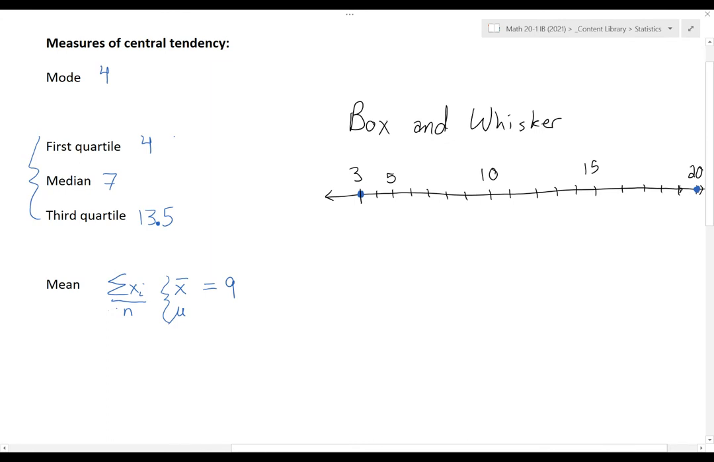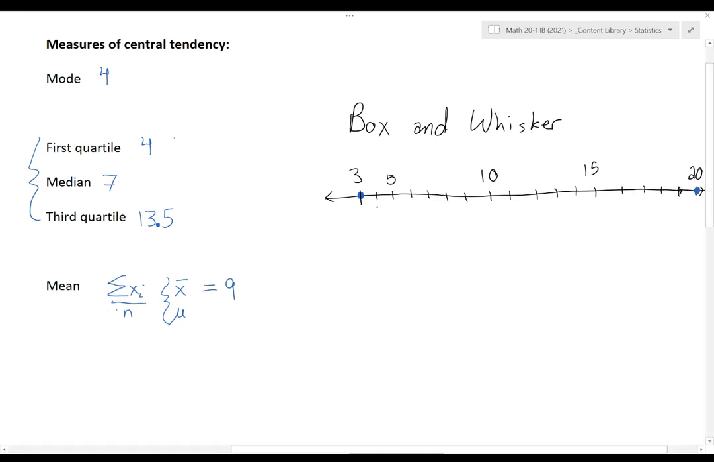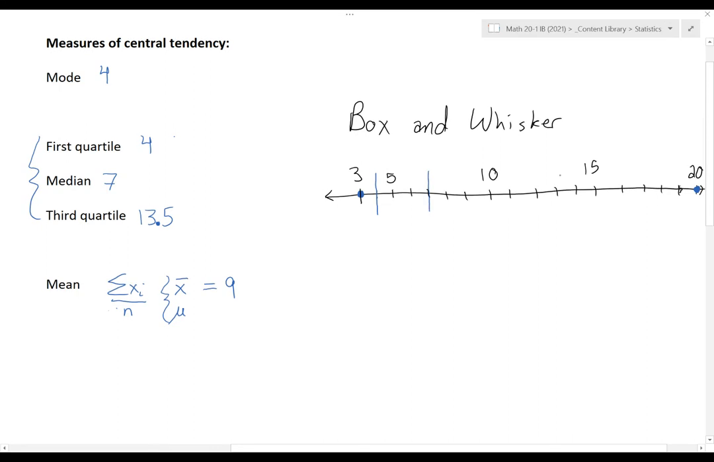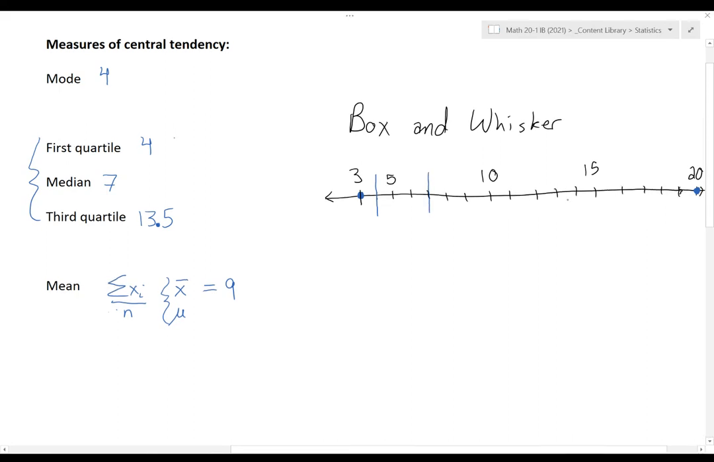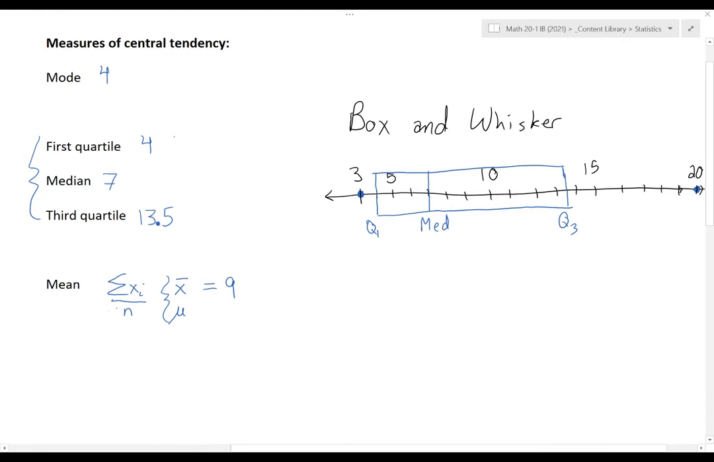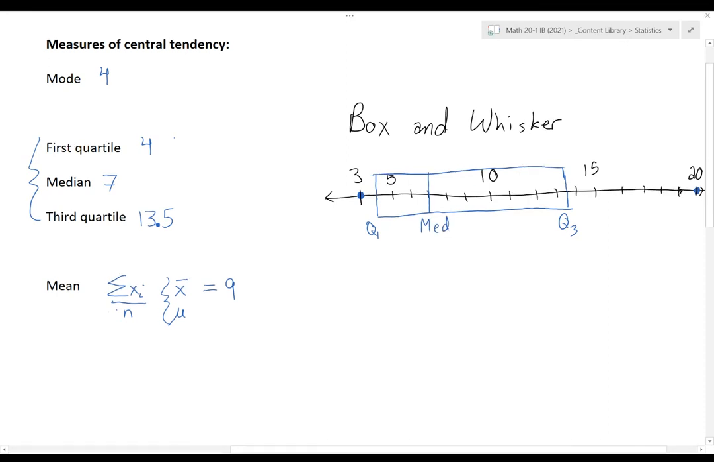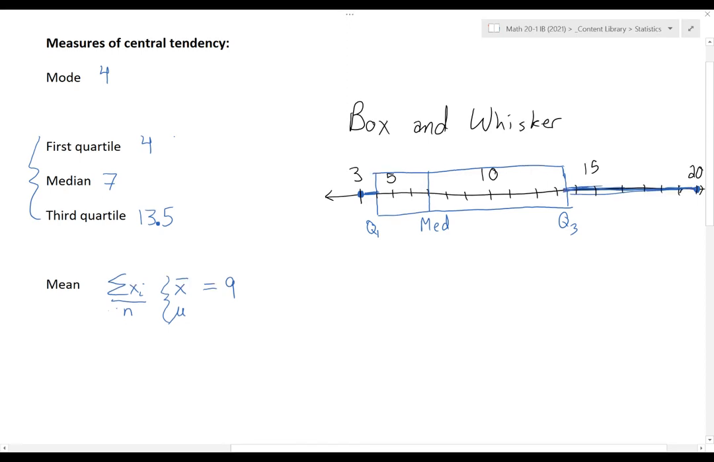Then we use our first quartile, our median, and our third quartile. So the first quartile in this case was 4. The median was 7. And the third quartile was 13 and a half. Those 3 lines form the box. So the outside edges of the box are Q1 and Q3, with the median marked as a line inside the box. And the minimum and the maximum form the edges of our whiskers. So we connect it here with these lines.